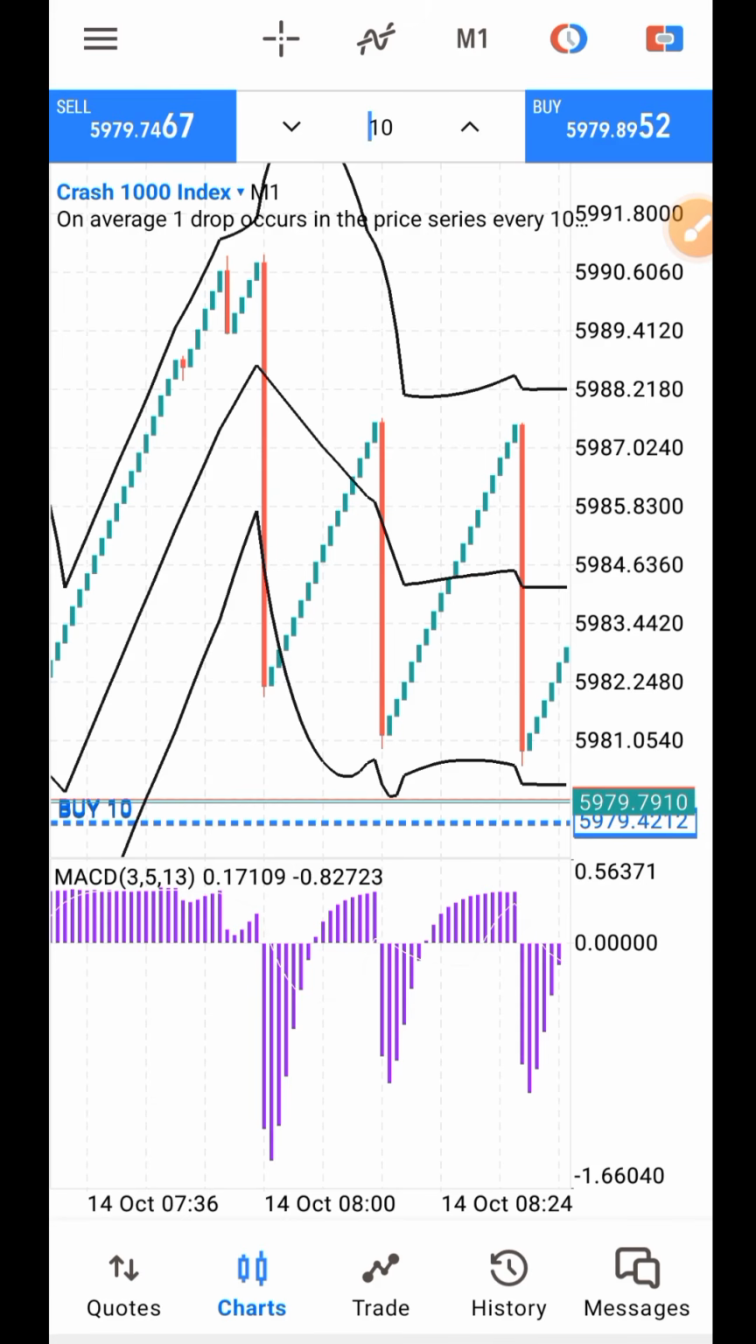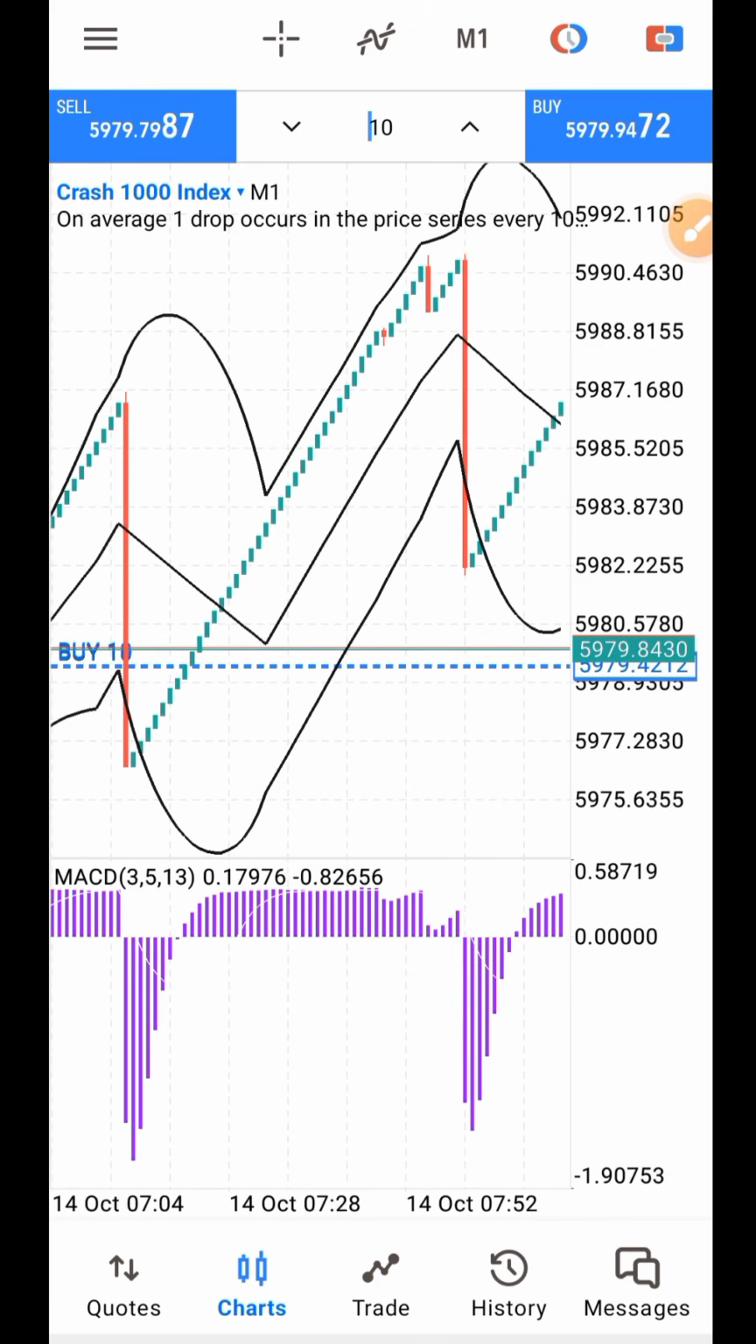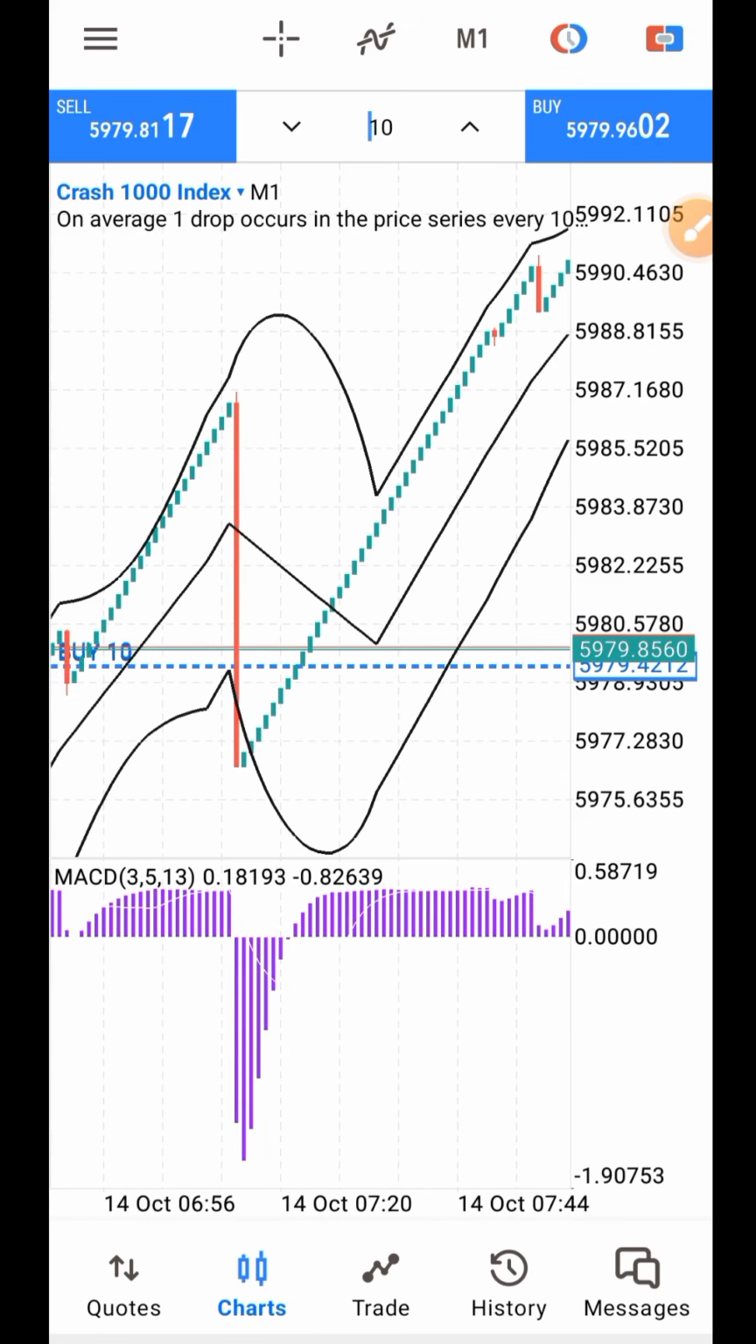This strategy is very straightforward. It doesn't require much analysis before you put on a trade, so it doesn't give you much headache before you put on a trade. So same thing happened here.